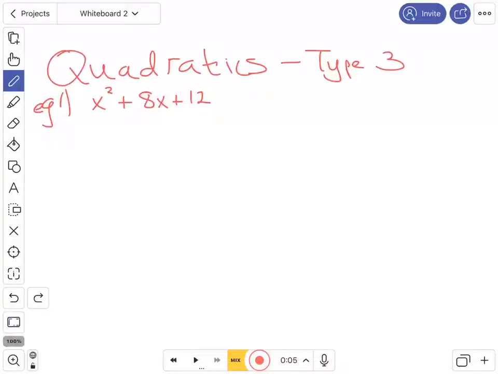Okay, we're going to take a look at our third type of factorising. And the third type of factorising is called quadratics. And we know it's our third type because there's always going to be three parts to it. There's always going to be a letter squared plus a number by that same letter and then another number. So there's three parts: the letter squared, the number by the letter, and then another number.